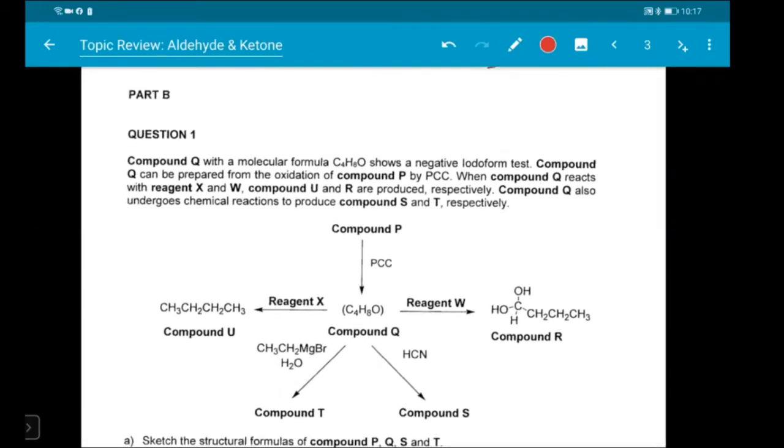Compound Q with the molecular formula of C4H8O shows the negative iodoform test. Tengok, kita sembang pasal iodoform test. Sekali lagi, soalan yang paling boring. Bila dia kata negative iodoform test tu, apa maksud dia?